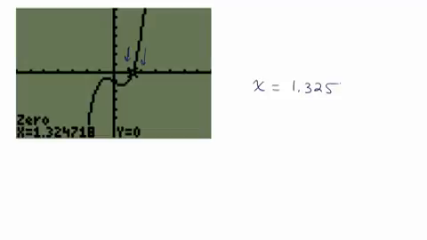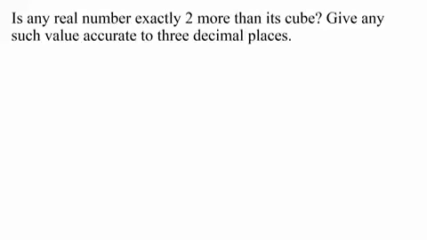Now it's time for you to try a problem. Is any real number exactly 2 more than its cube? Give any such value accurate to 3 decimal places. Pause the video while you work on this problem. When you are finished, restart the video to check your solution.